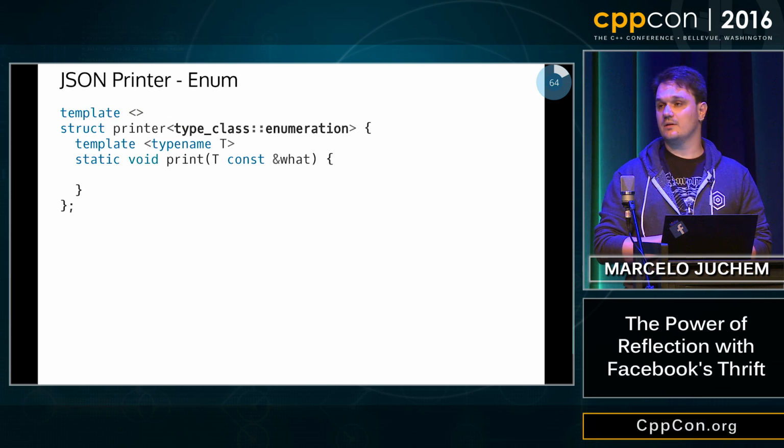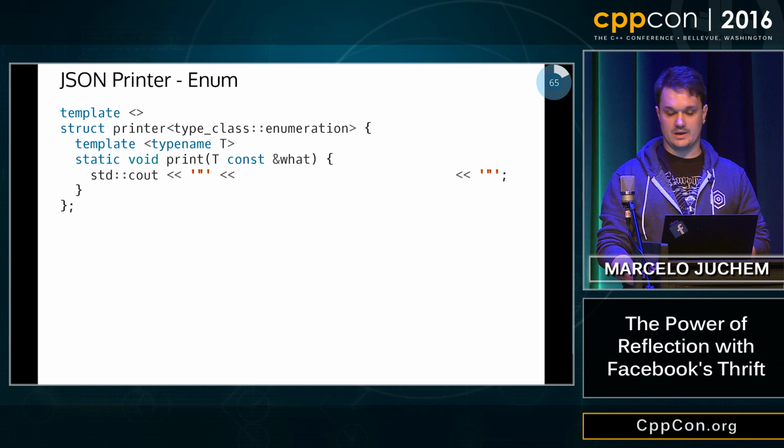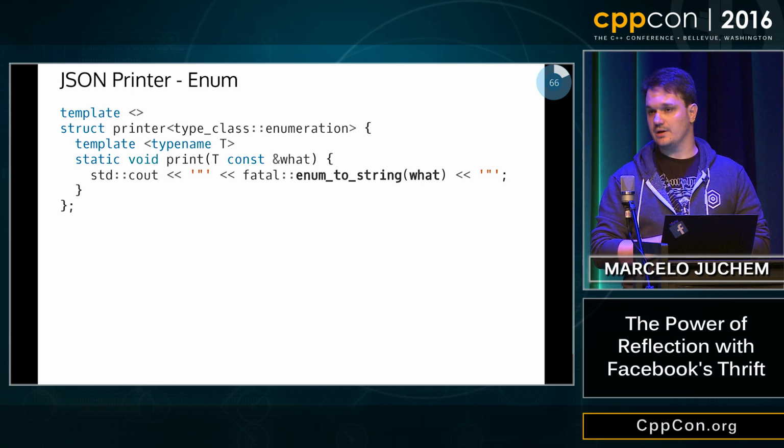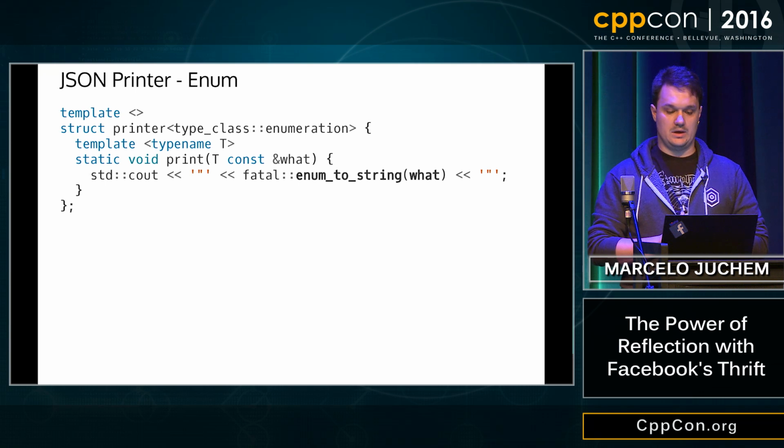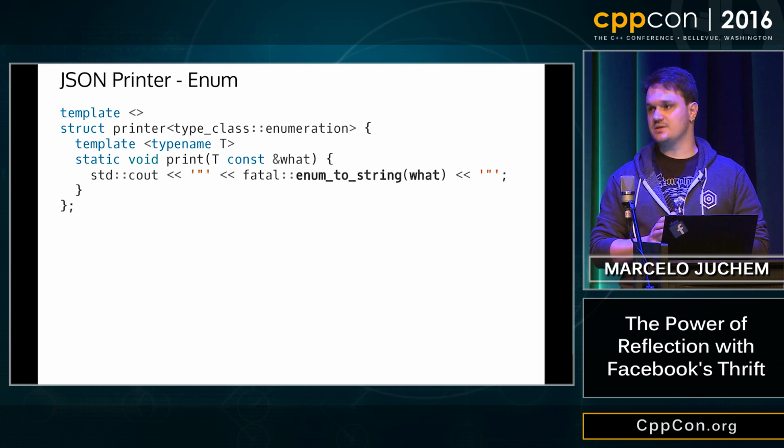Pretty much the same thing. We have a specialization for enumeration, and then we write to the output with the quotes, and we call this function called enum to string. What this function does is just imagine a giant switch case from the enum itself to a string. There is a guarantee that this string will be statically allocated, so you don't have to manage its lifetime. You can simply rely that it is stored somewhere and the lifetime is valid for the duration of the program.